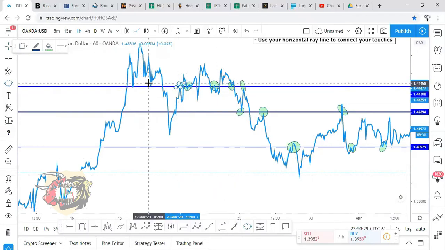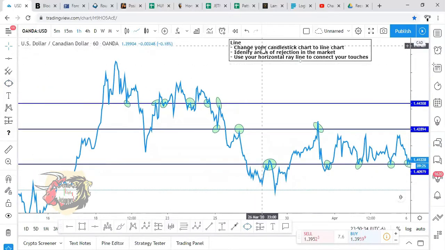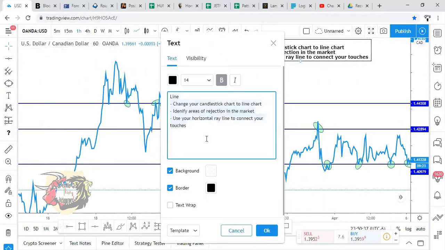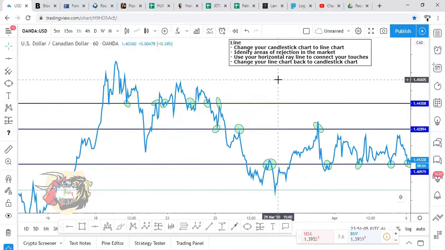Can you see those areas? So let me add this in. Then use your horizontal line to connect your touches. Yes. So what's the next step? Change your line chart back to candlestick chart. So those are the steps you need to follow.